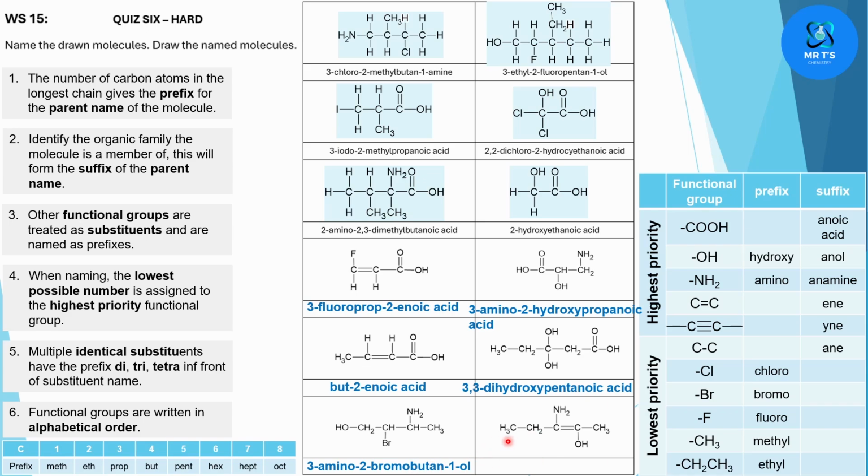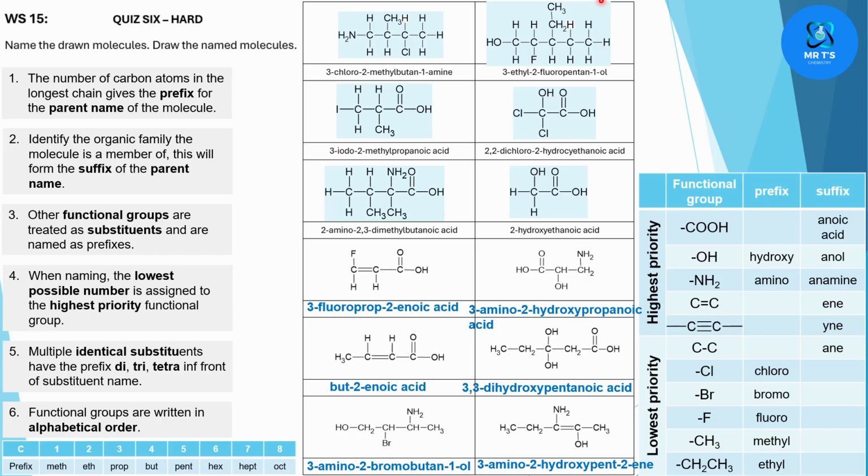The last one here has an alkene as our main functional group. So this is pentene, with the double bond coming off the second carbon, so it's going to be pent-2-ene. It's also got an amine and a hydroxy functional group, and of course the amine is going to be written first because it comes before hydroxy in the alphabet. So we're going to have 3-amino-2-hydroxypent-2-ene. And that is the end of my naming here.